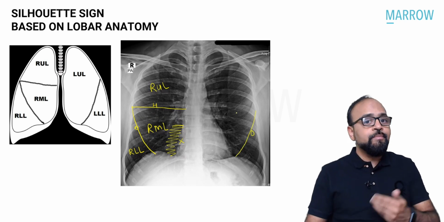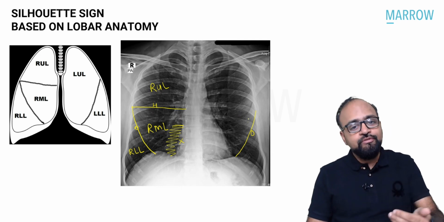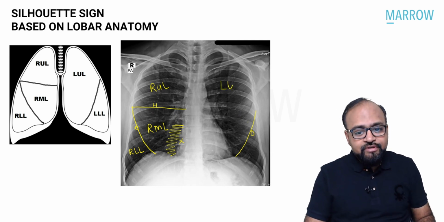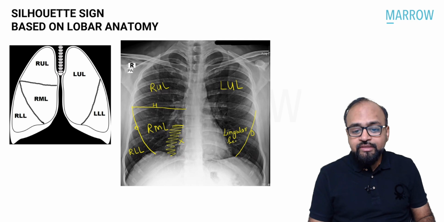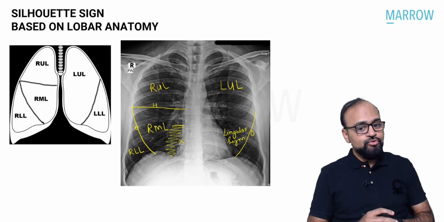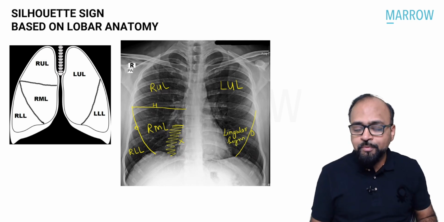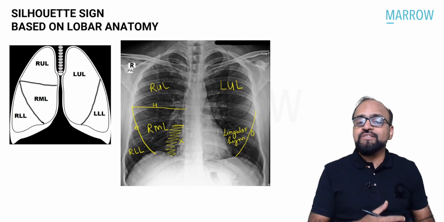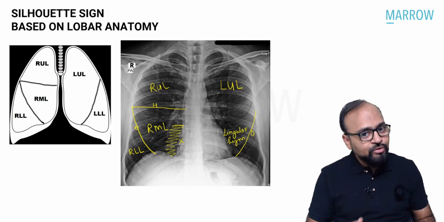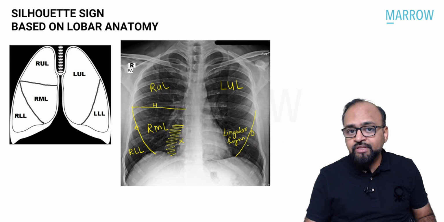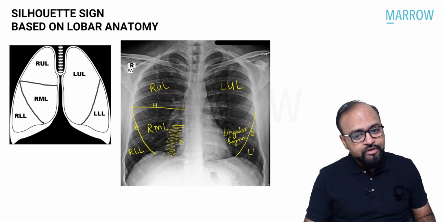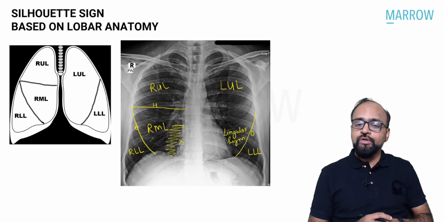On the left side, there's only one fissure over here like this, and that is the oblique fissure. Whatever part of the lung that lies above the oblique fissure is the left upper lobe, which also includes the lingular segment that lies in the left paracardiac area. So the lingular segment is a part of the left upper lobe. Remember, there's no middle lobe on the left side, but there is a corresponding anatomic segment, that is the lingular segment. And whatever part of the left lung that lies below the oblique fissure is called the left lower lobe.